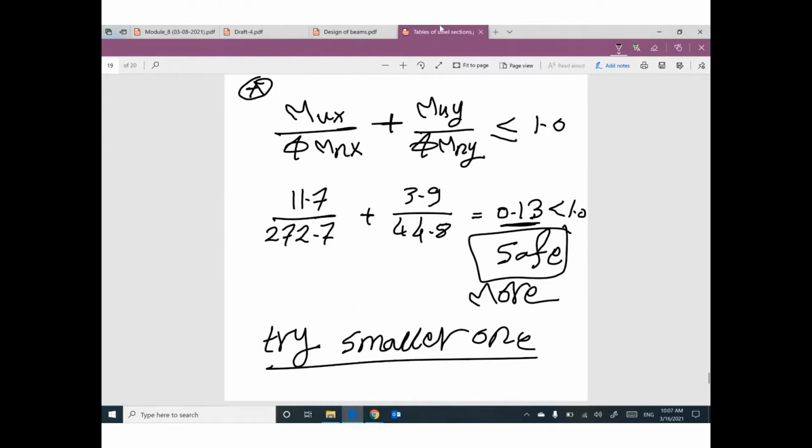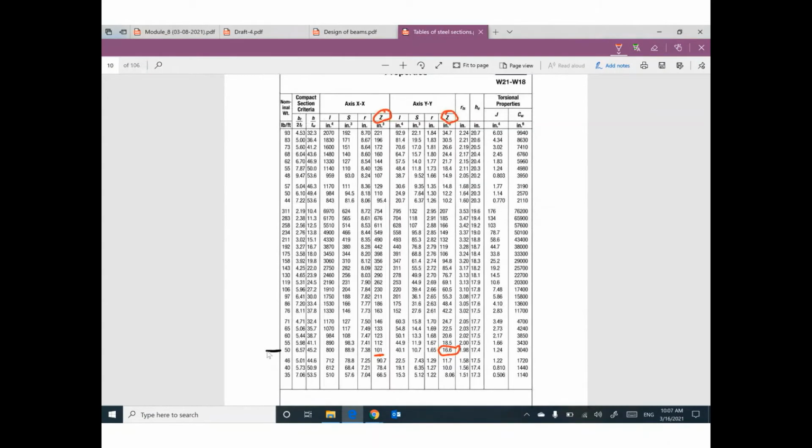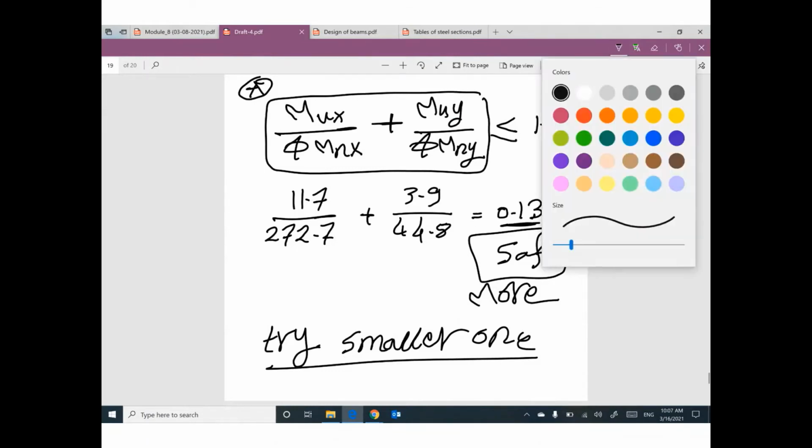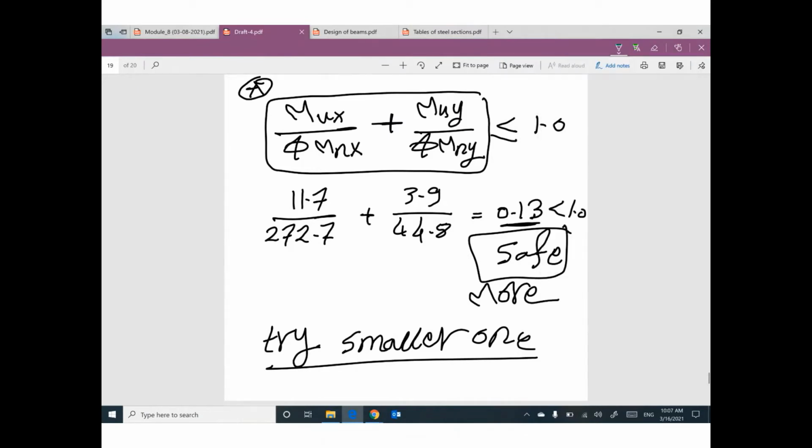You remember I told you why you select this cross section? I don't have any answer. I just selected one, checked it, and found the interaction equation gives me a number which is very, very small relative to 1. We recommend choosing a good and economic cross section, with this number to be 0.9 to 0.99 to say, okay, we are safe and we are selecting an economic cross section.